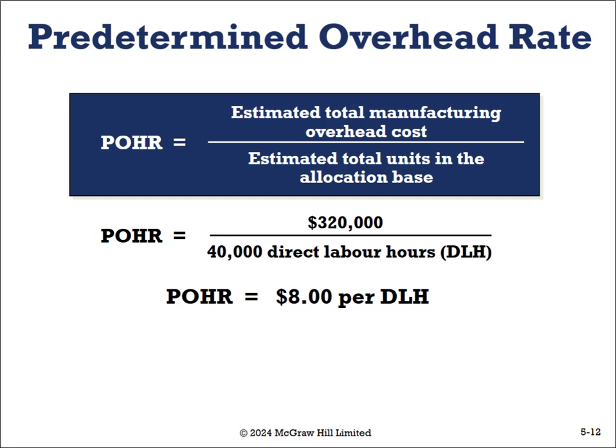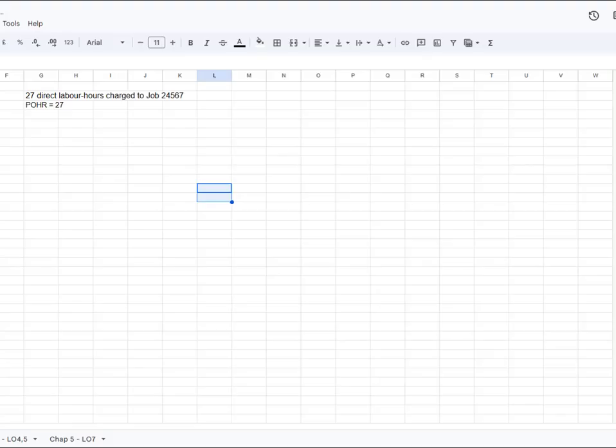So take a moment and think about it. I'll put some numbers on the screen. So if we had a predetermined overhead rate of $8 per hour, and we had 27 direct labor hours used, like we just set up there, then our overhead that we would apply would equal 27 times 8, and that would be $216 that we would apply to job number 24567.